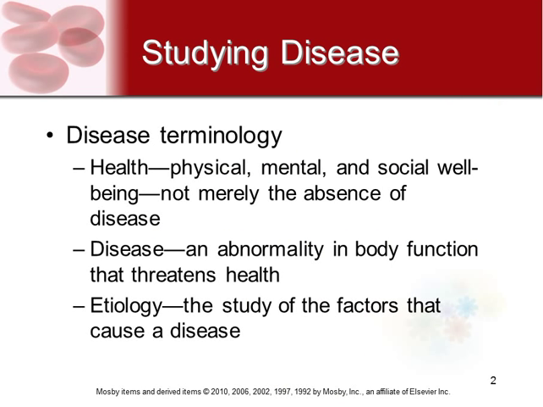We're heading now to Chapter 5. Just for some basic terminology relating to diseases, the first thing you need to know is, what is health? Health is the physical, mental, and social well-being of somebody. Health is not merely the absence of disease. You cannot be sick and not be healthy at the same time. So health has to do with your well-being. Disease is an abnormality in the body function that happens to threaten your health. And then etiology is the study of the factors that cause a disease. So that's what is making you sick to begin with.